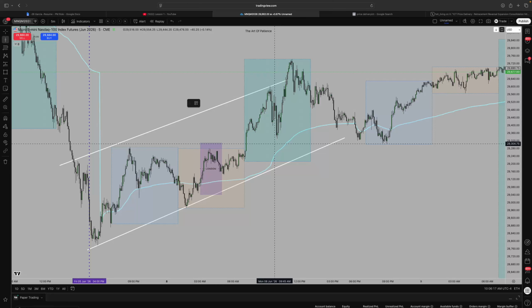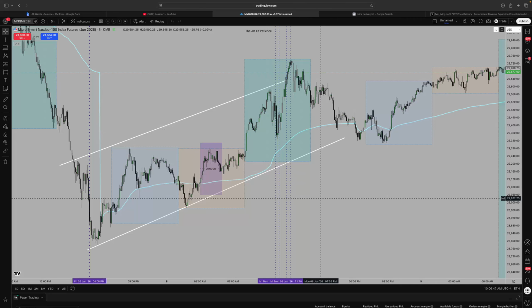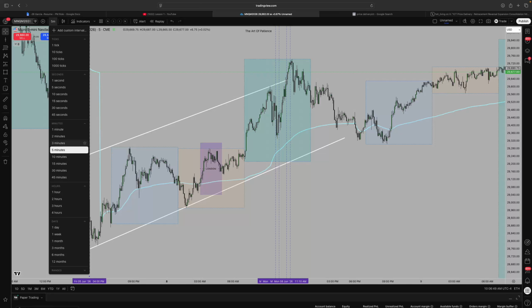Let me just make note of the macro. This is the macro that I trade, 9:50 to 10:10. Remember that we have to trade within the macros, if not, it doesn't make any sense. Then 10:50 to 11:10. Let's go to the 1 minute.